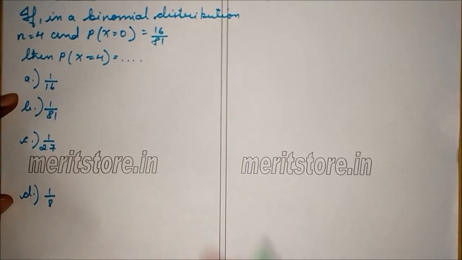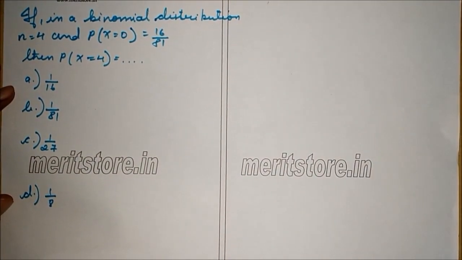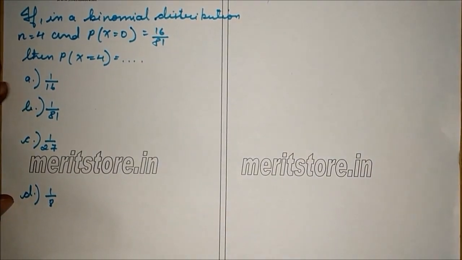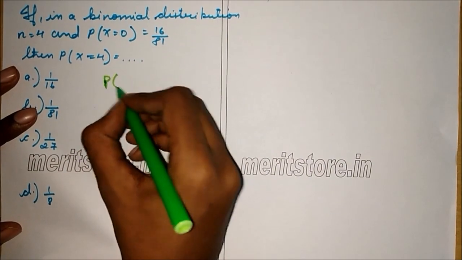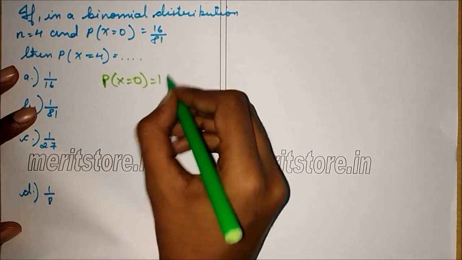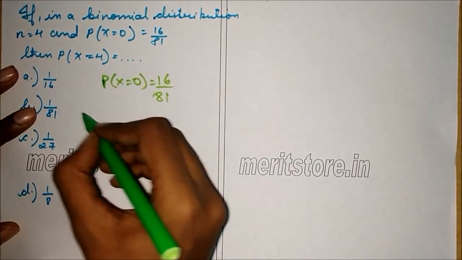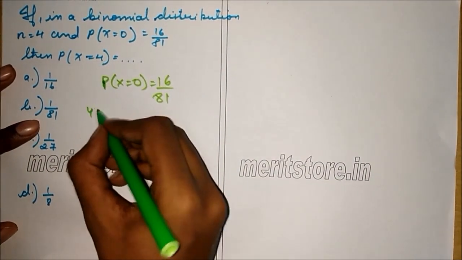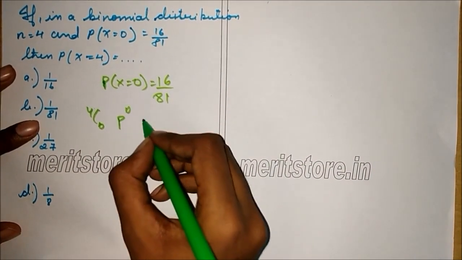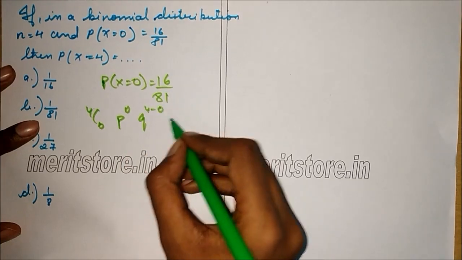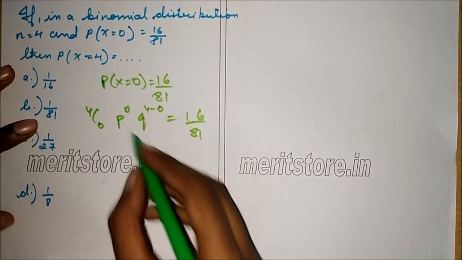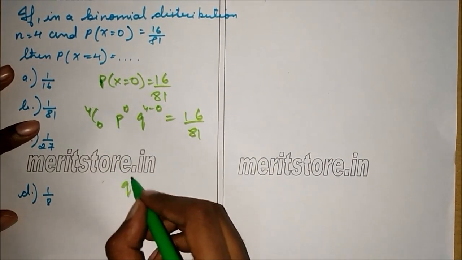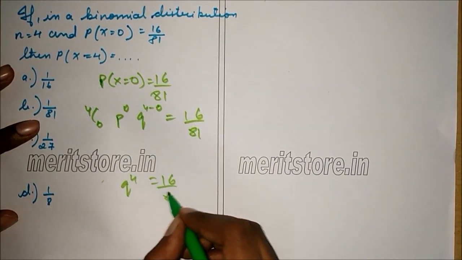In a binomial distribution, n equals 4 and P of x equals 0 is 16 by 81. Then P of x equals 4 is, so now we are given that n is 4, P of x equals 0 is 16 by 81. But P of x equals 0 is given by 4C0, p raised to 0, q raised to 4 minus 0. This is equal to 16 by 81. So 4C0 is 1, p raised to 0 is also 1. So we are left with q raised to 4 is 16 by 81.